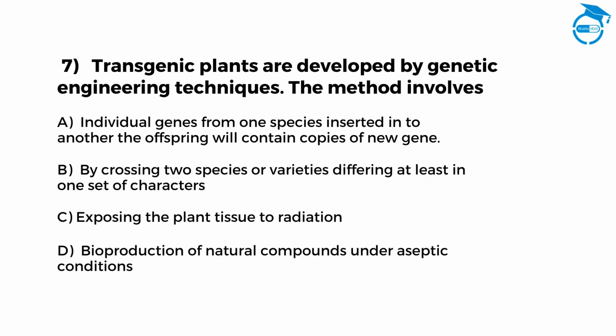Transgenic plants are developed by genetic engineering techniques. The method involves: option A, individual genes from one species inserted into another. The offspring will contain copies of the new gene. Option B, by crossing two species or varieties differing at least in one set of characters. Option C, exposing the plant tissue to radiation. Option D, bioproduction of natural compounds under aseptic conditions.